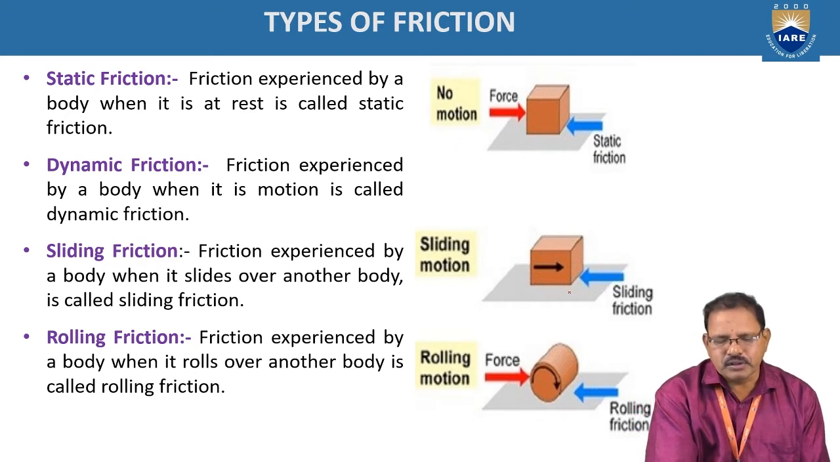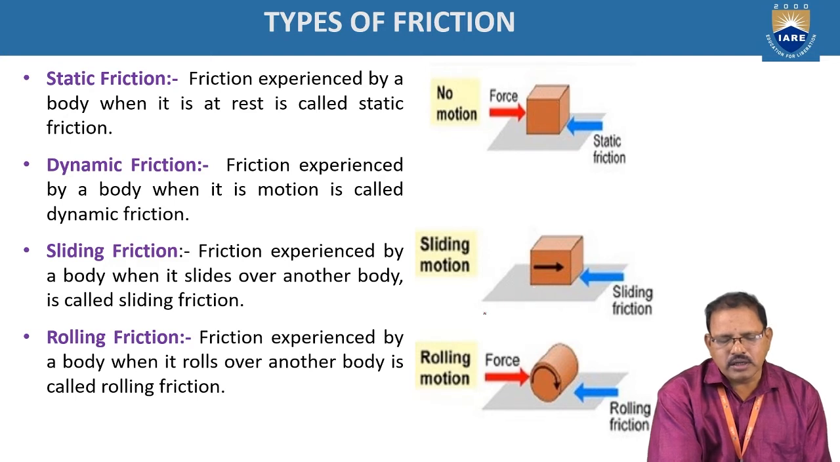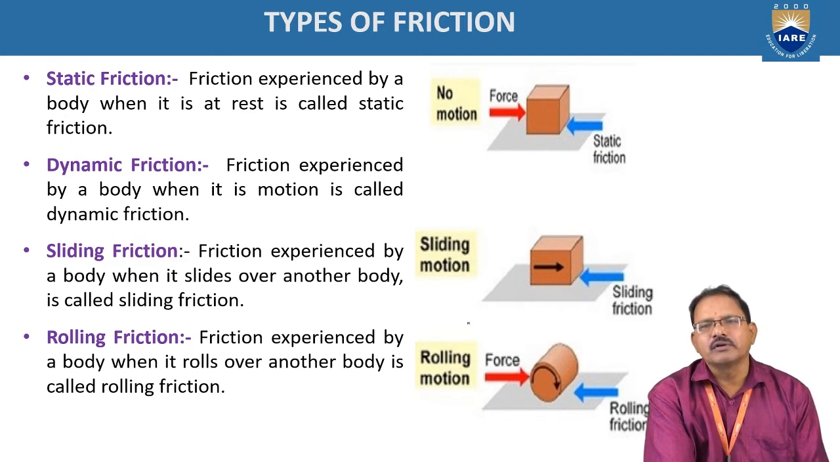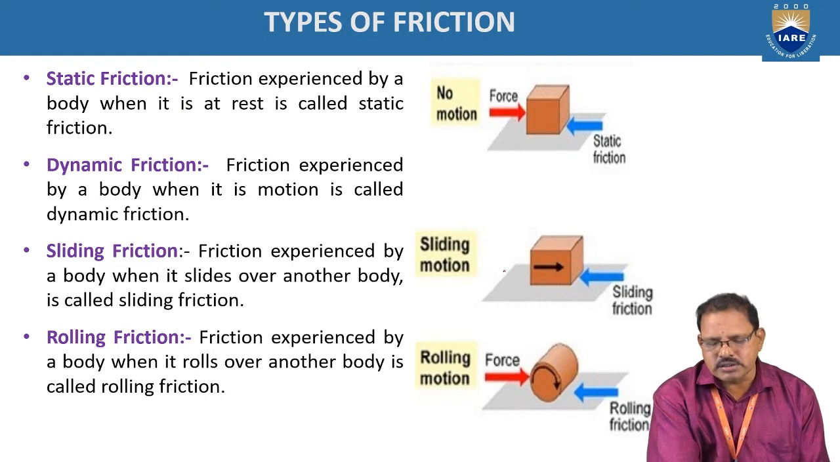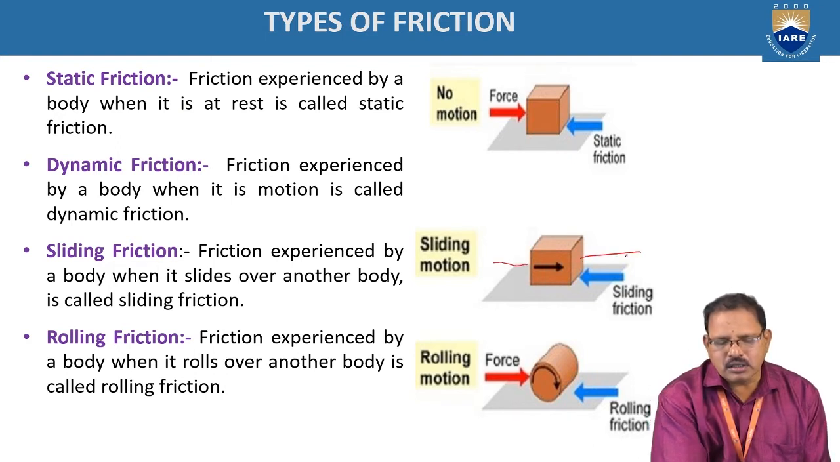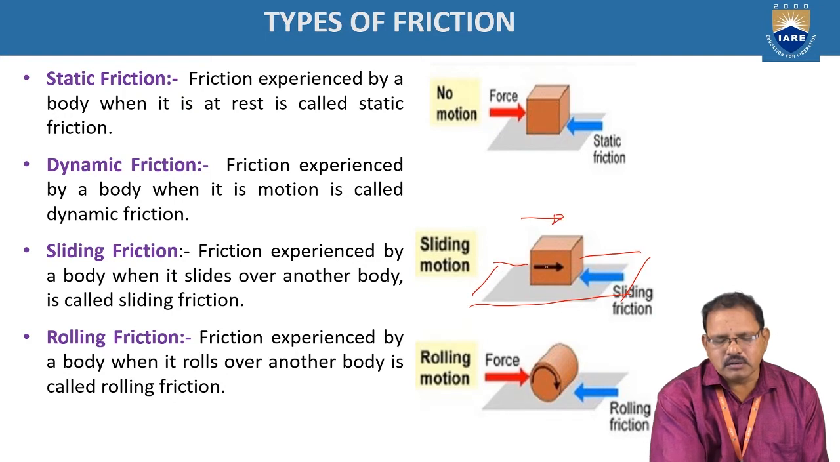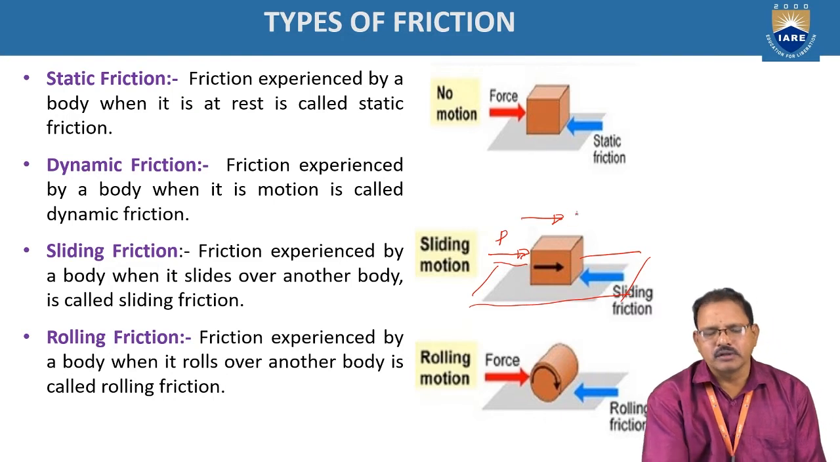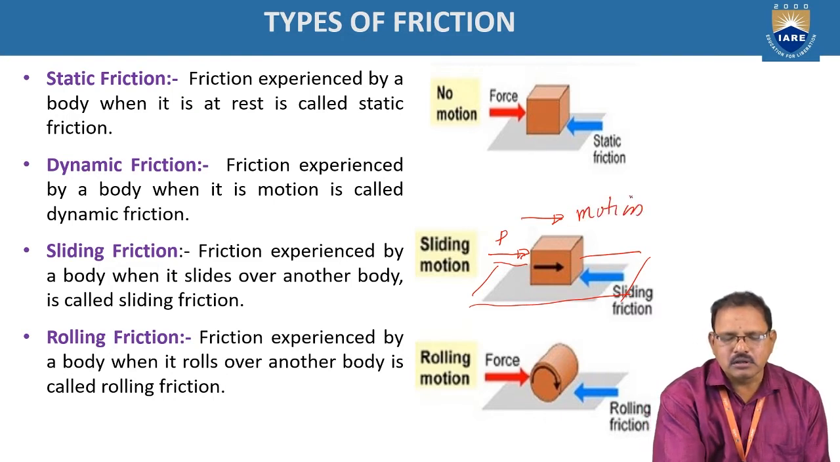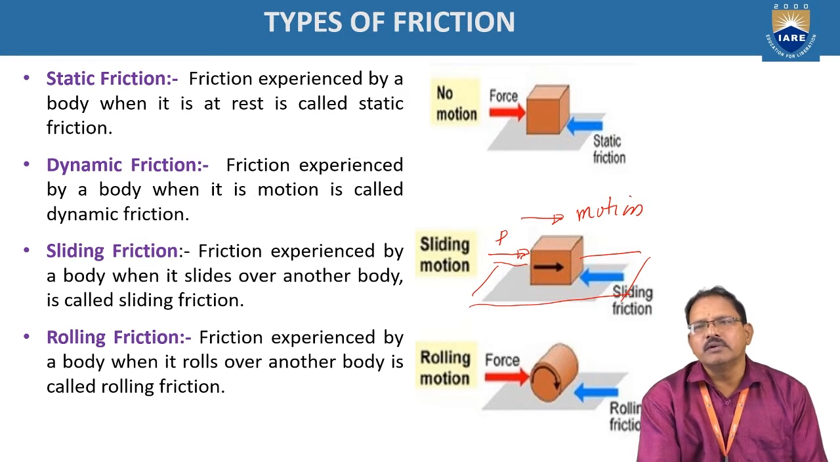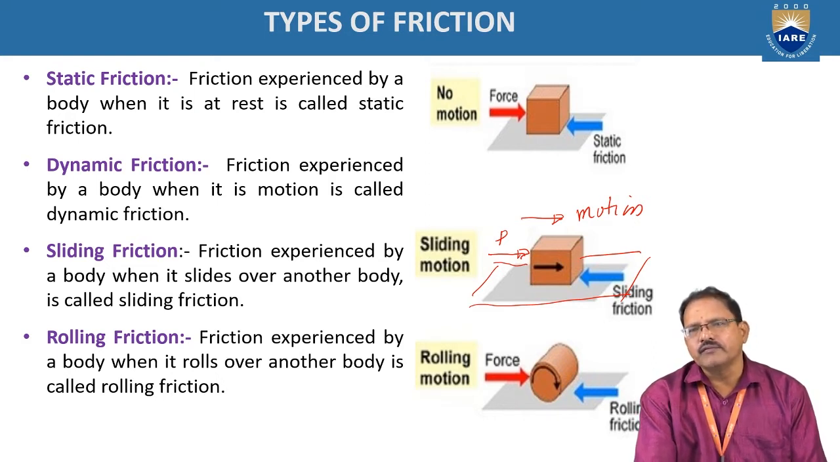For example, here the body is there. Now it tends to move toward the right side. This is the surface of the body, and it is moving in the direction of the applied force P as shown in the figure. This is motion. The friction force exists between these two contact surfaces because sliding is taking place. Hence, this frictional force is called sliding friction.